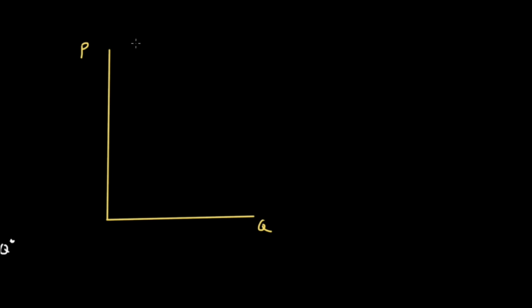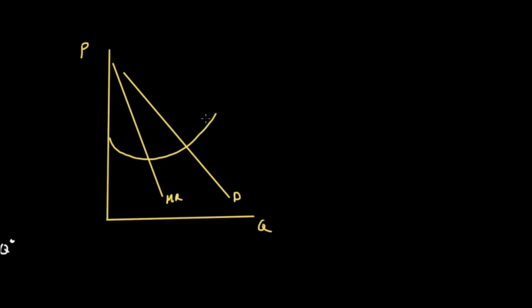Now, let's set another graph here. Let's say this is, again, P and Q, so Q here and P here. Again, we have our demand curve that looks like this, and our marginal revenue that looks like this. So this is MR, and this is our demand curve. And let's say that we have this marginal cost here, MC, and an average total cost, an average variable cost, right here.